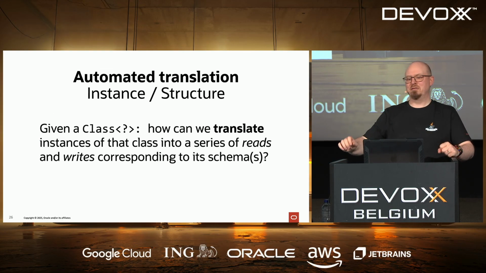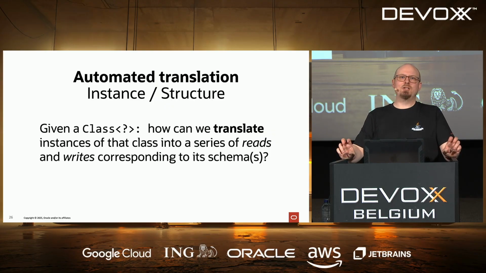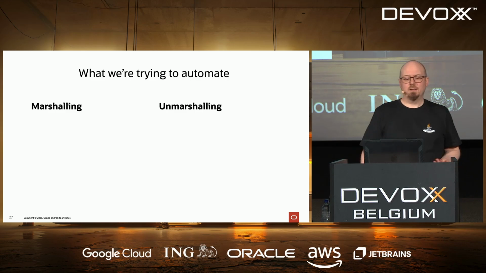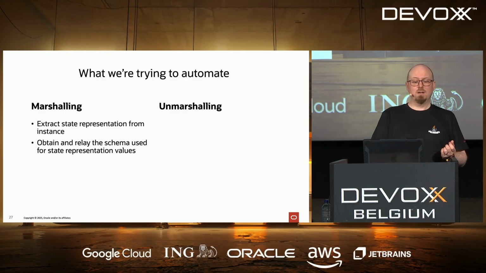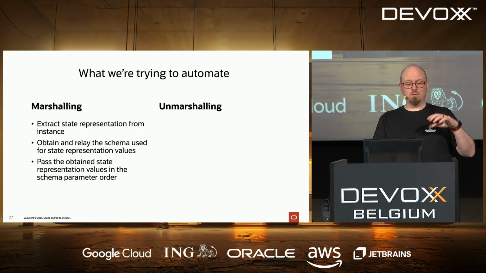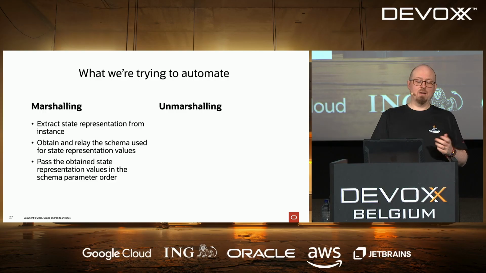So now we get into the fun stuff. That was trying to do marshalling-ish things manually, but the interesting thing here is how could we do it automatically? So what are we trying to automate? On the marshalling side, we're trying to automate the extraction of the state representation from the instance. And then we want to obtain and relay the schema used for those values. And then we want to pass the state representation and the schema. We want to automate this entire process.